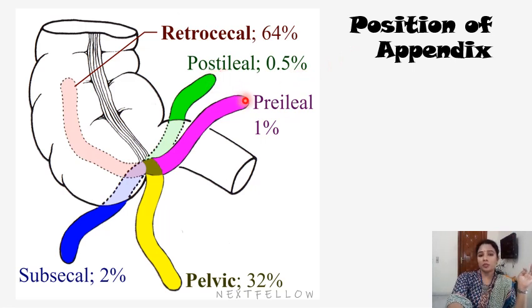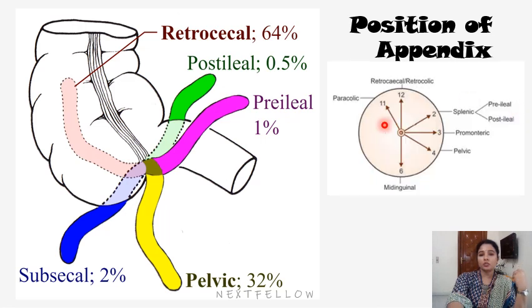Based upon the direction of the tip of the appendix, we can designate different clock positions. So retrocecal or retrocolic, the tip is vertically upwards, 12 o'clock. Paracolic, 11 o'clock. Then splenic, directed towards the spleen, 2 o'clock. Promontoric, towards the promontory of the sacrum, 3 o'clock. Pelvic, 4 o'clock. Then mid-inguinal, 6 o'clock.